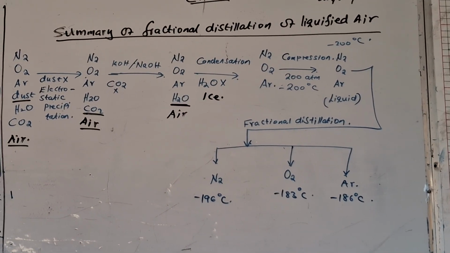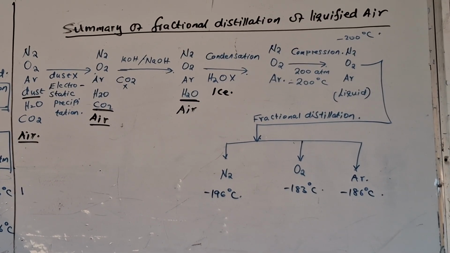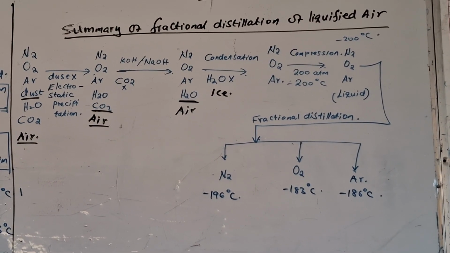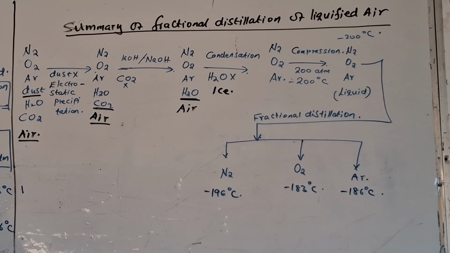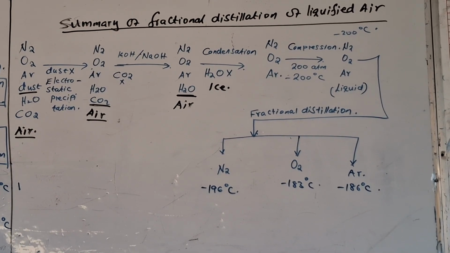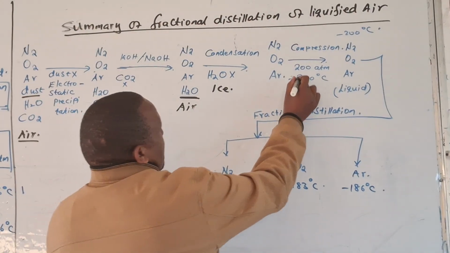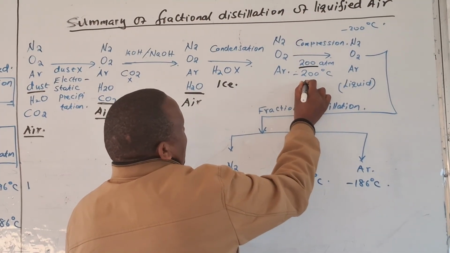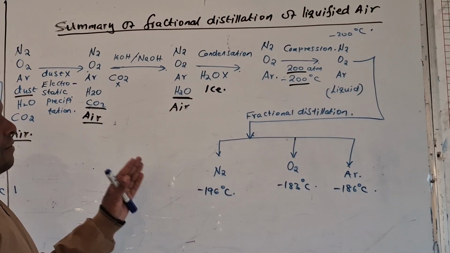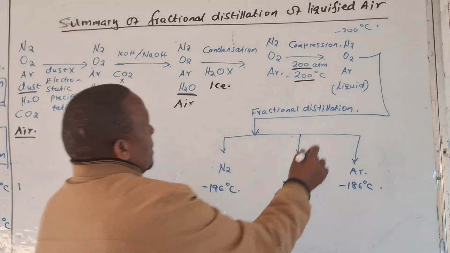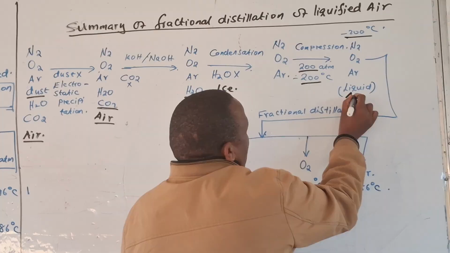So it is compressed through repeated compression. At what pressure? 200 atmospheres. Now, the gases change into liquid at what temperature? At negative 200 degrees Celsius. I hope you are very keen to realize that the pressure is 200 atmospheres and the temperature drops to negative 200 degrees Celsius. So our gases have now changed into liquid at negative 200 degrees Celsius. So this is now liquid air.